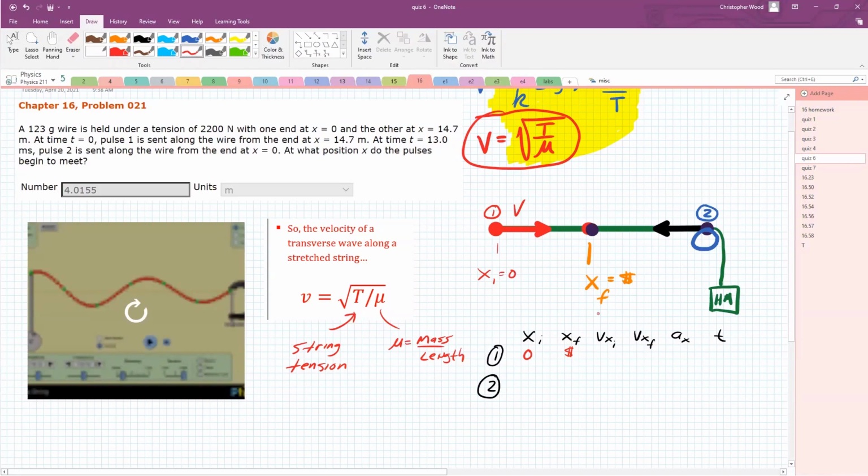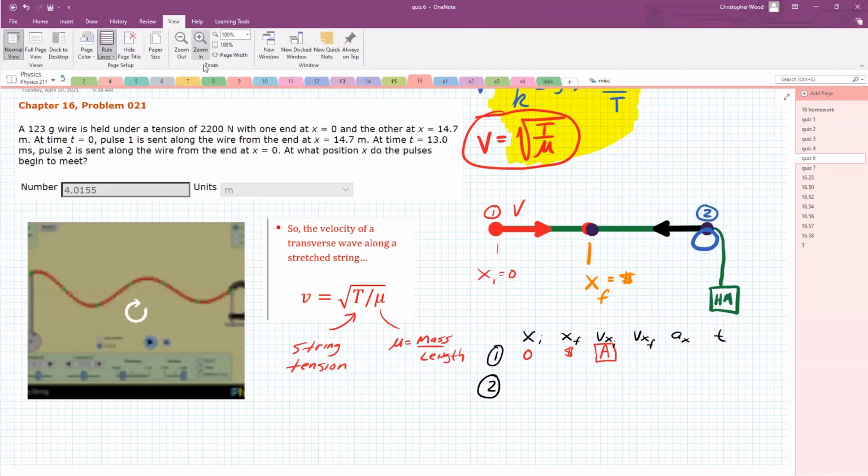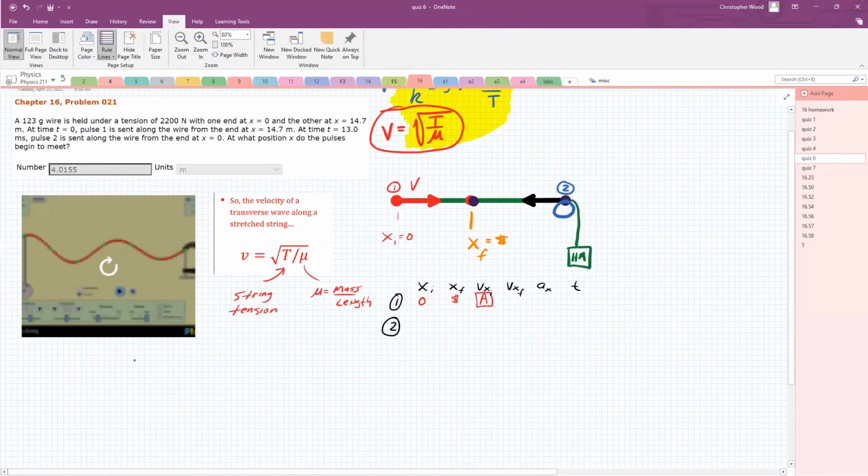Back to kinematics here. So now, what is this velocity? This velocity here is, I'm just going to say, calculator memory location A. Let's figure out what that velocity is. We can do it. So step one says, here's the string velocity. The velocity of a pulse, or a disturbance going through a string that's held under tension, could be a pulse or it could be just a general wave, is the square root of T over mass density.